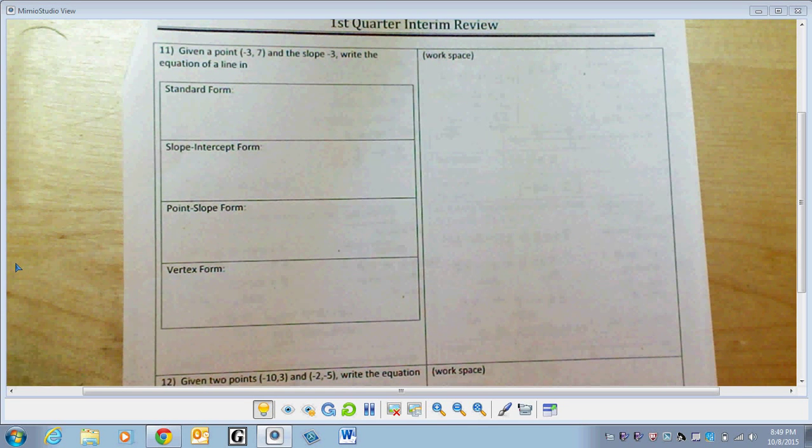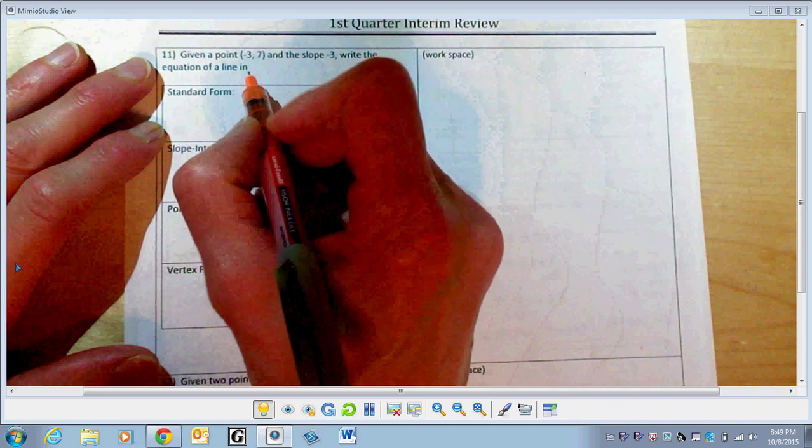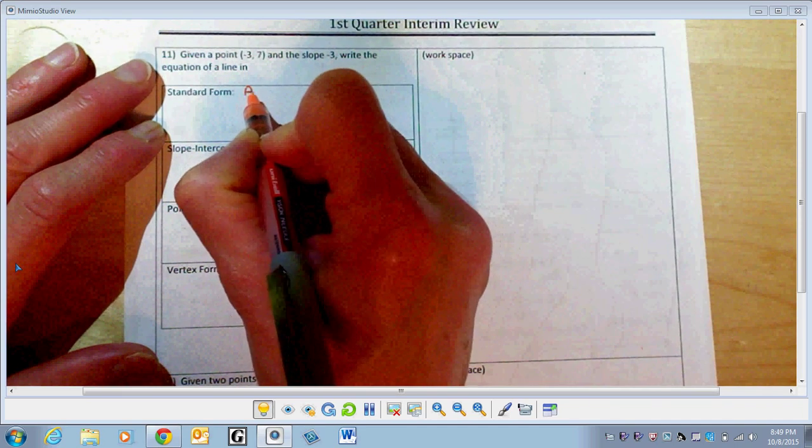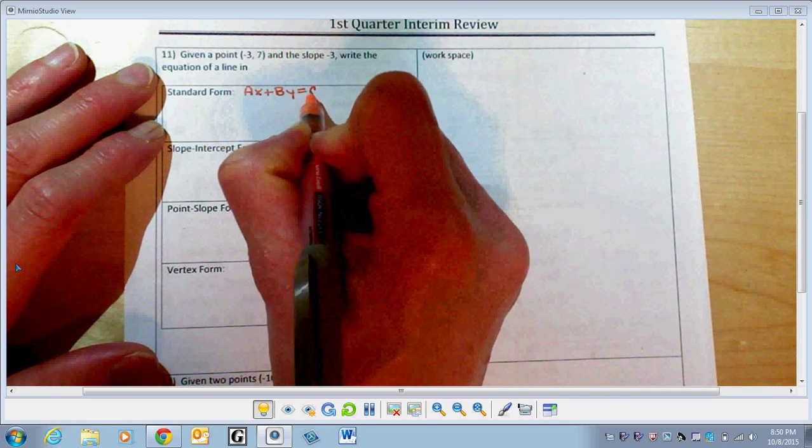In this problem, I'm given a point and I'm given the slope, and I'm asked to write the equation of a line in 4 different forms: standard form, slope-intercept form, point-slope form, and vertex form. So the first thing I'm going to do is write down what each of those looks like generically. So standard form is ax plus by equals c.